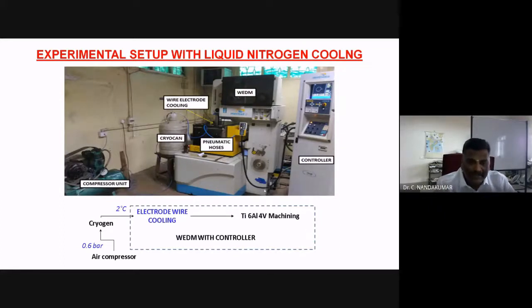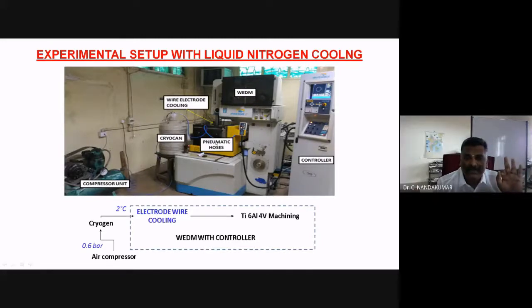So this tank is a 50-liter capacity cryogenic can. It is a very safe can. It is called a flask, a cryogenic flask. The cost of the flask is 50,000 rupees. We have to store 50 liters capacity of liquid nitrogen in it.